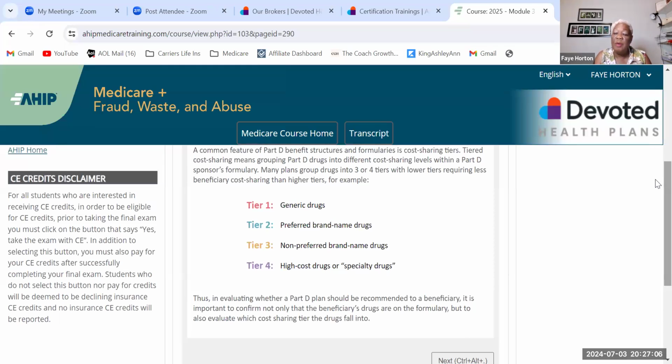Thus, in evaluating whether a Part D plan should be recommended to a beneficiary, it is important to confirm not only that the beneficiary's drugs are on the formulary, but to also evaluate which cost-sharing tier the drugs fall into.